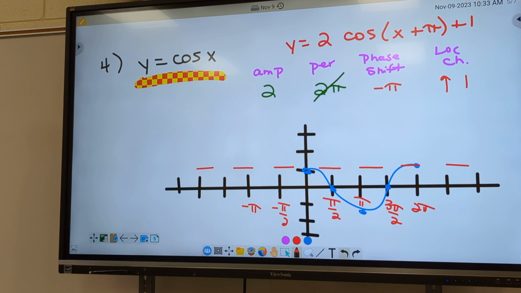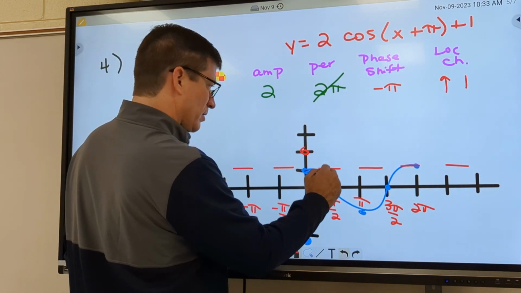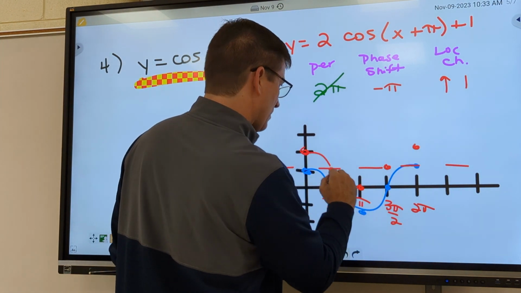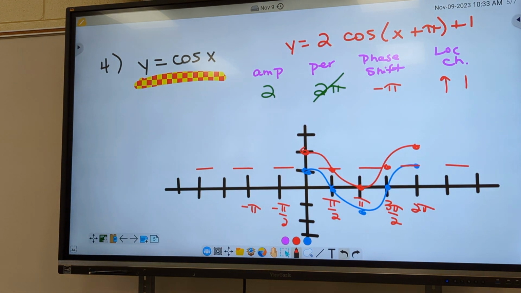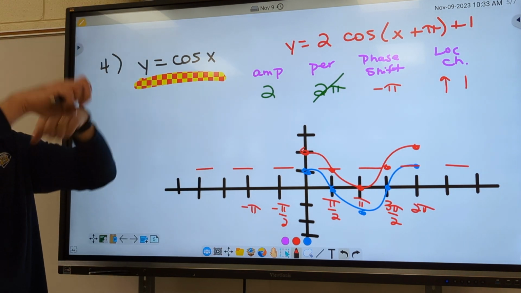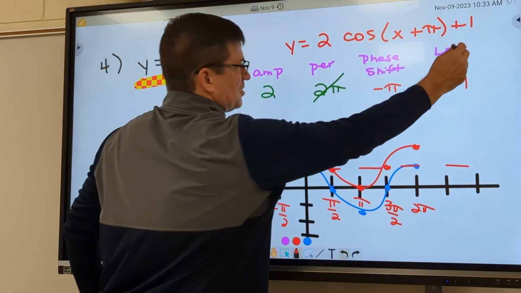You're going to have somewhere to count from when you count your amplitude. You count from the dotted line. So you have to put the dotted line up 1, and now move every point up 1. There you go. All right, we're good? Took care of that one.